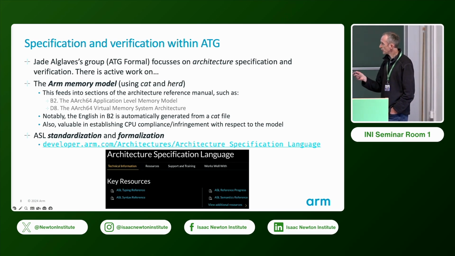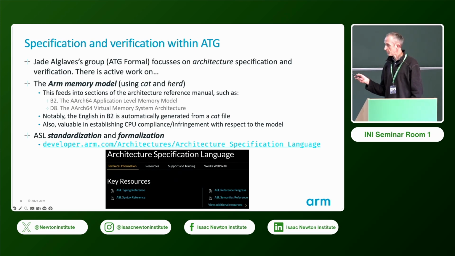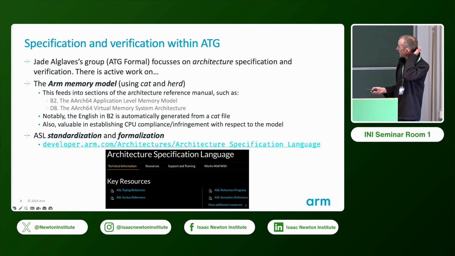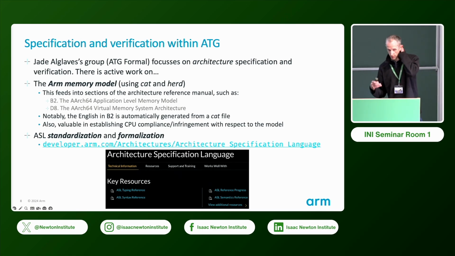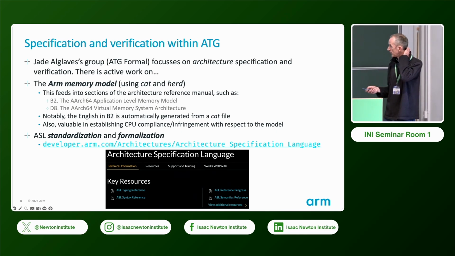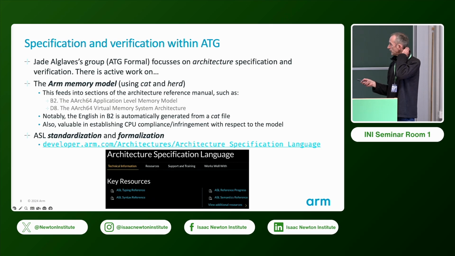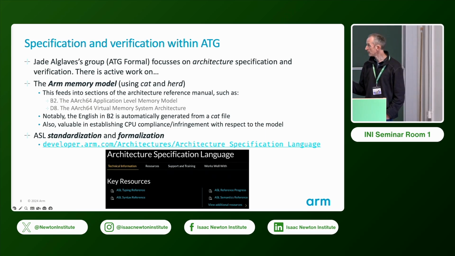But I'll move on to talk about specification and verification within my particular group. So this is within the architecture and technology group. So Jade sort of leads up that group. And there's two primary focuses here. One is what a lot of people will be familiar with, to do with the memory model. And the cat and herd tooling, toolchain is used there. And that's very directly connected to the documentation now.